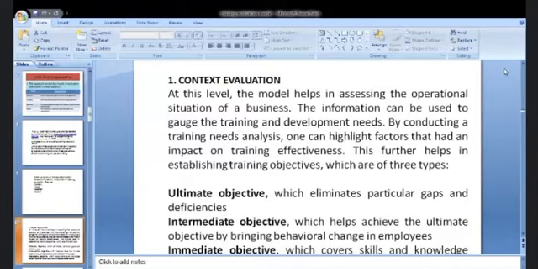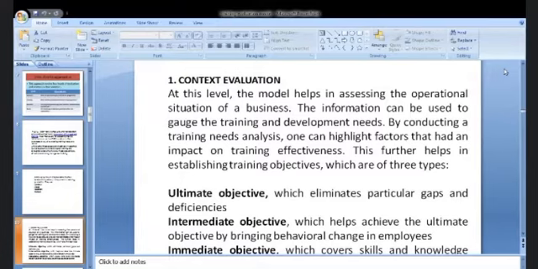At this level, the model helps in assessing the operational situation of a business. The information can be used to evaluate the training and developmental needs. By conducting a training need analysis, one can highlight the factors that had an impact on the training effectiveness. This further helps in establishing the objectives.